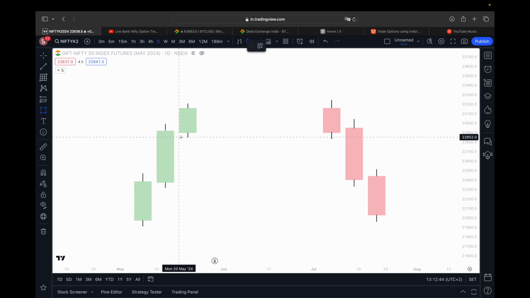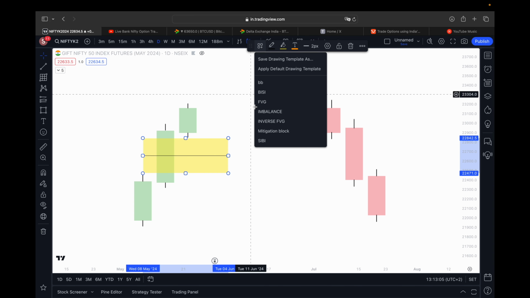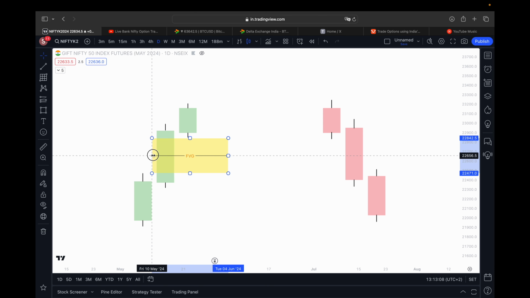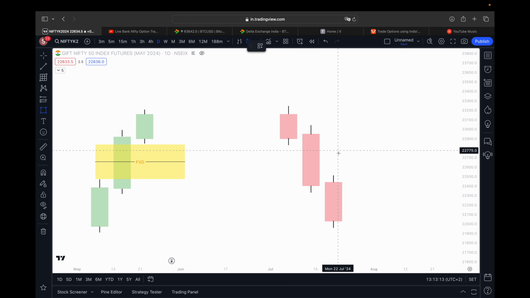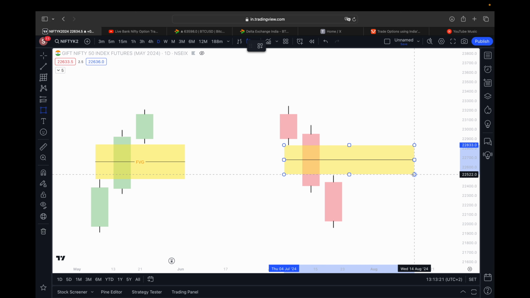If it is a bullish fair value gap, it means the low of the third candle should not, and I say should not, overlap with the high of the first candle. If we mark it out, this becomes an area. It's called a fair value gap. In the bearish counterpart, same thing: the high of the third candle should not overlap with the low of the first candle. So this is your bearish fair value gap.